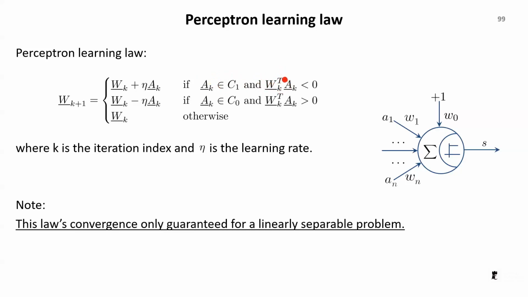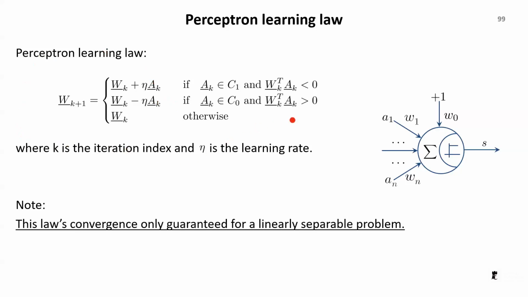we need to do some correction, and the correction is given by the positive value times the input point for that specific point. If our class is negative and the inner product is positive, the correction is negative of the input point. However, if the weight is already correct, don't do anything. You don't need to do corrections, right?